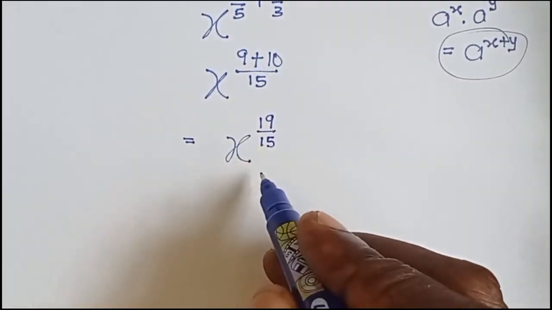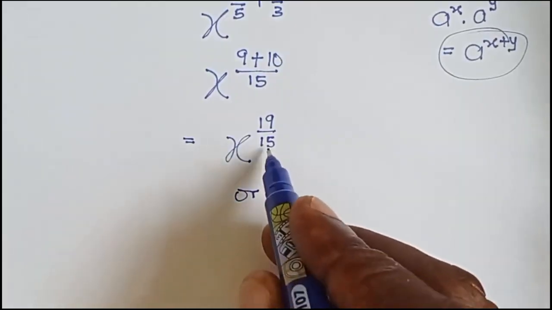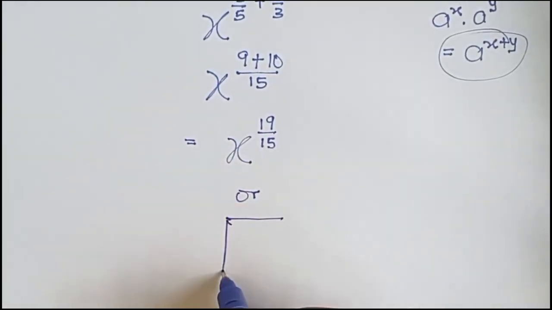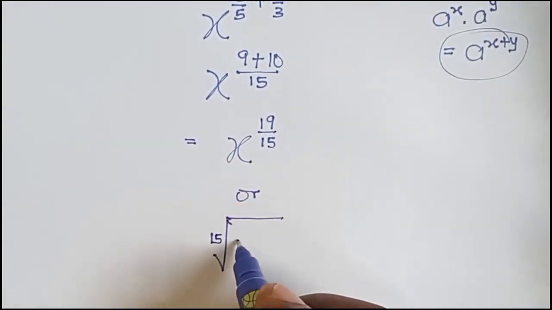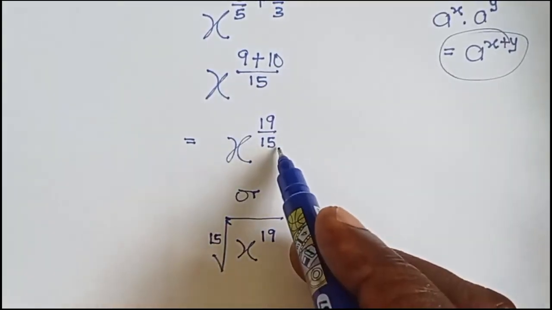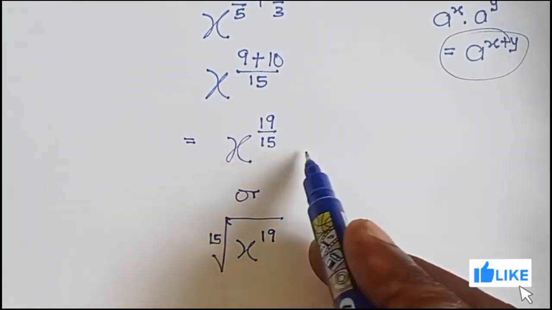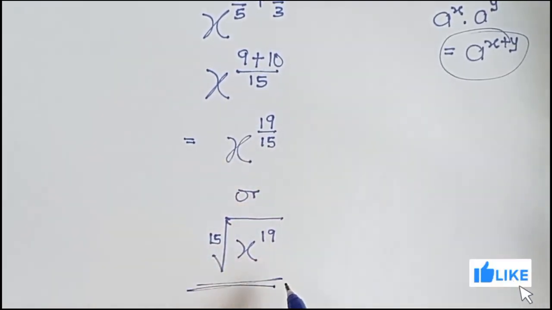So we can write it this way, or we can also write it as the 15th root of x raised to power 19. Remember that this becomes the root and this still remains the power. So our answer can be this or it can be this.